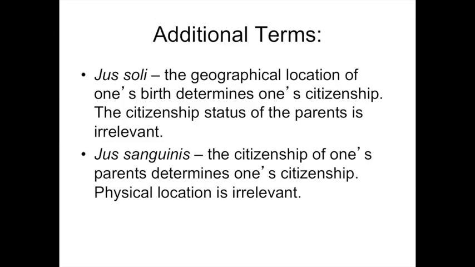Now, by contrast, there's another Latin term called the jus sanguinis, and that's Latin meaning right of the blood or law of the blood. The citizenship of one's parents determines one's own citizenship. So the physical location of birth is irrelevant. These are somewhat antagonistic principles. They compete with each other if they are followed exclusively, as we will discuss.